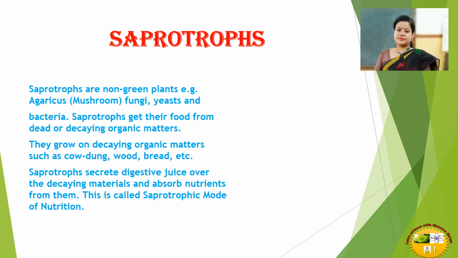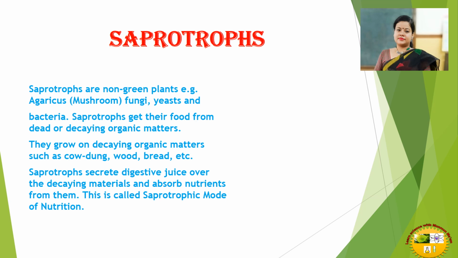Next type of heterotrophic plants are saprotrophs. Saprotrophs are non-green plants, for example agaricus, fungi, yeast and bacteria. Saprotrophs get their food from dead and decaying organic matter. They grow on organic matter such as cow dung, wood, bread, etc. Saprotrophs secrete digestive juice over the decaying material and absorb the nutrients from it. This is called saprotrophic mode of nutrition.